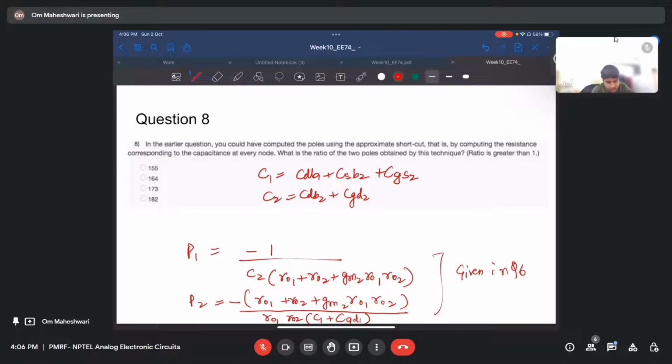You just have to find what is C1 and C2 and then just put the values and you will get the answer. And the answer here you will get is 173. Maybe P1 by P2 or P2 by P1, I'm not sure, whichever is greater than 1. It will be 173. Okay. So these are all the questions in this assignment. Is there any doubt?